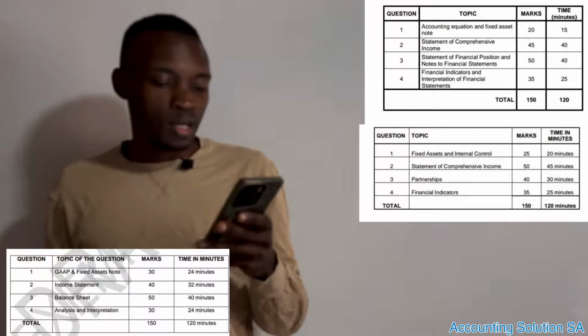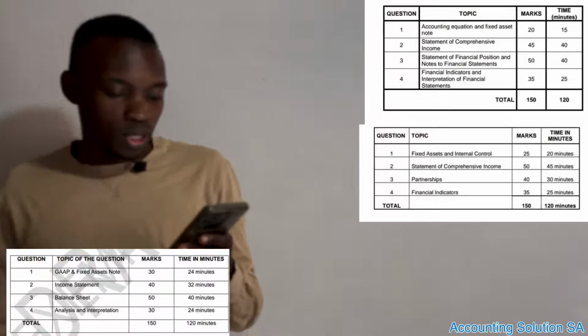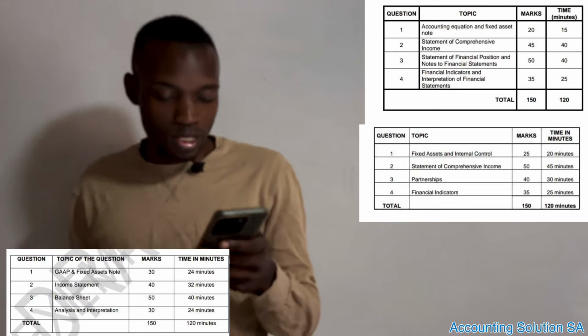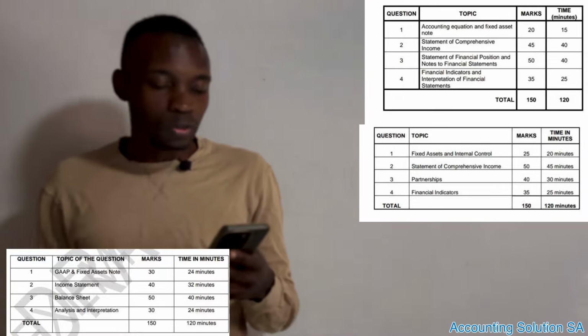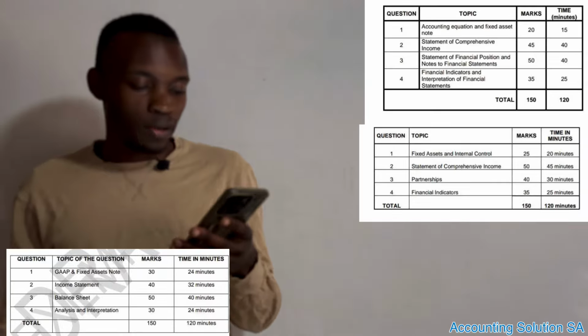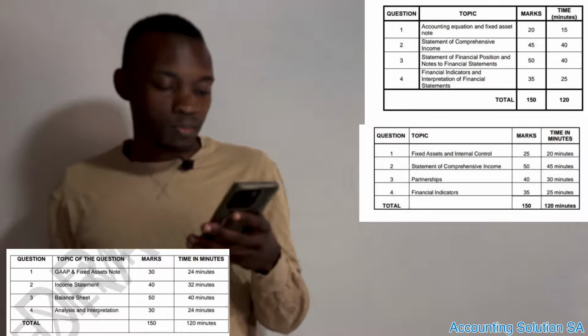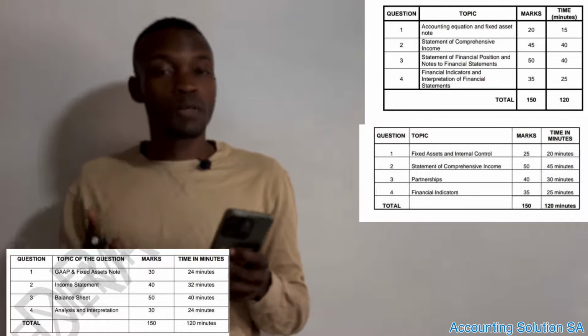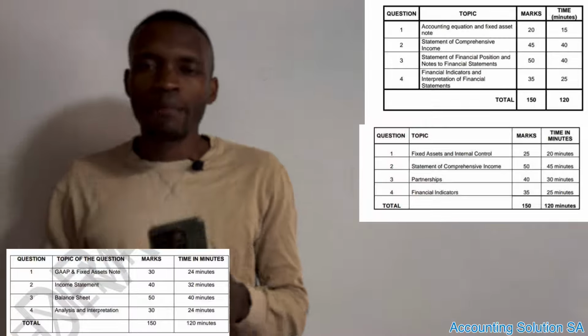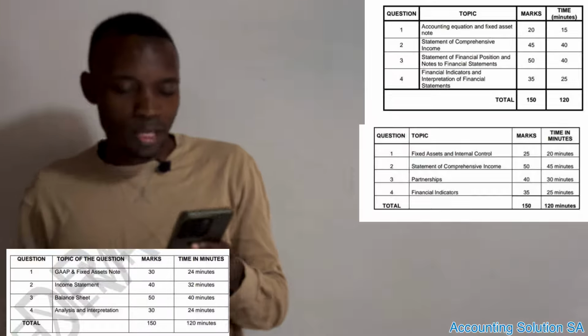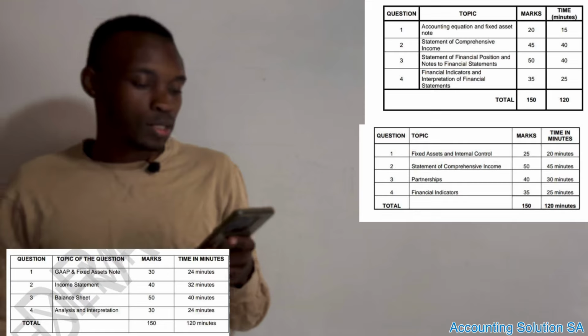Let's look at the other question papers, what they did. They said question 1 is going to contain GAAP principle and fixed assets notes, question 2 is going to be income statement, question 3 balance sheet, question 4 analysis and interpretation. Now if you check the last one, we have fixed assets and internal control, income statement. We have a partnership. When they say partnership, just think about anything. Like a balance sheet can be there, a note, a current asset note can be there, and so on. Then financial indicators, they are there.